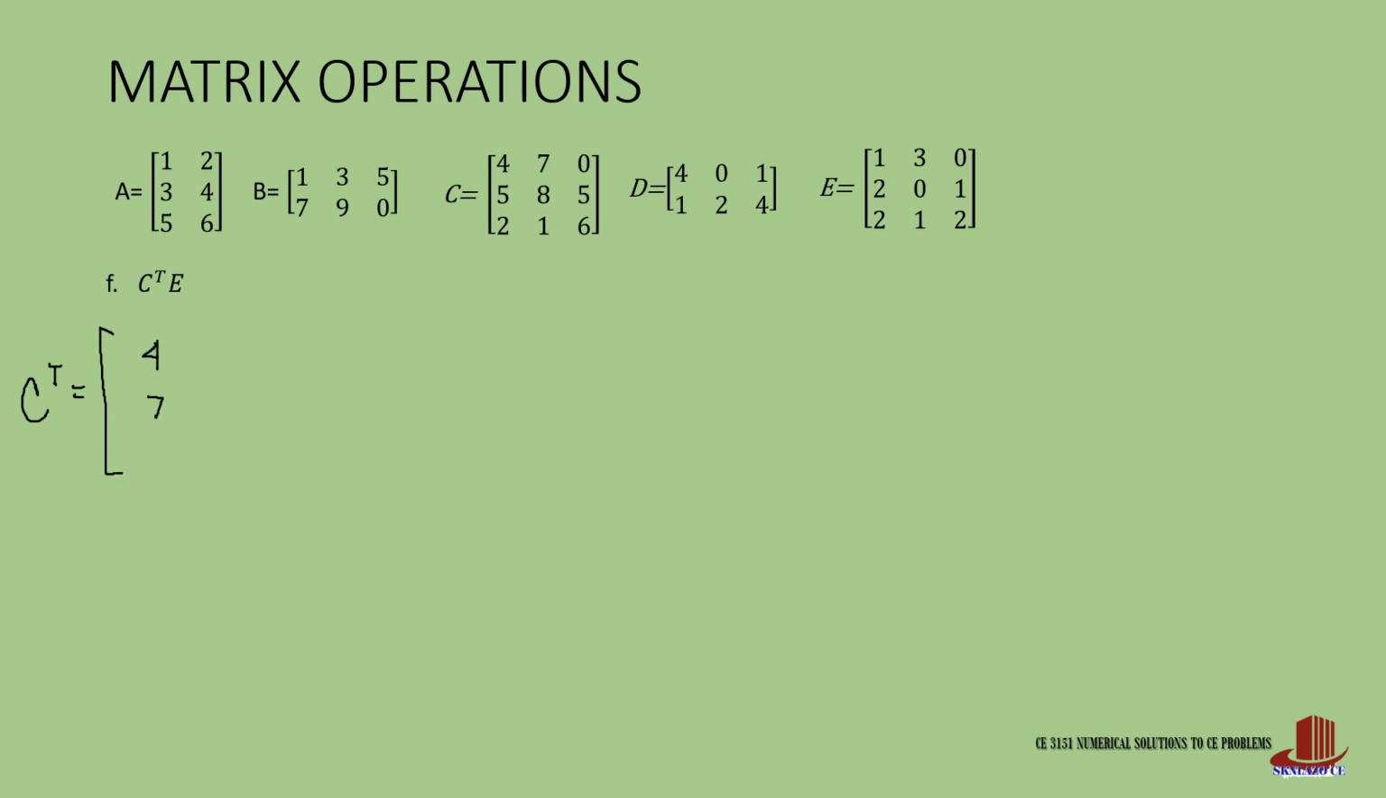4, 7, 0 for the first row. This time it's going to be the first column. Next, we have 5, 8, 5 as its original second row. This time would be the second column. Lastly, 2, 1, and 6 are the elements of its third row, now the third column. Multiply these with our matrix E. So, let's work with our arrangement.